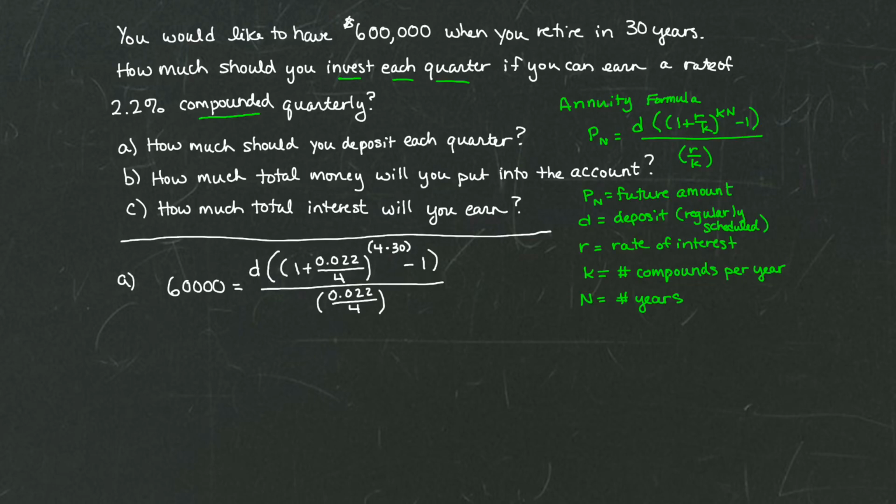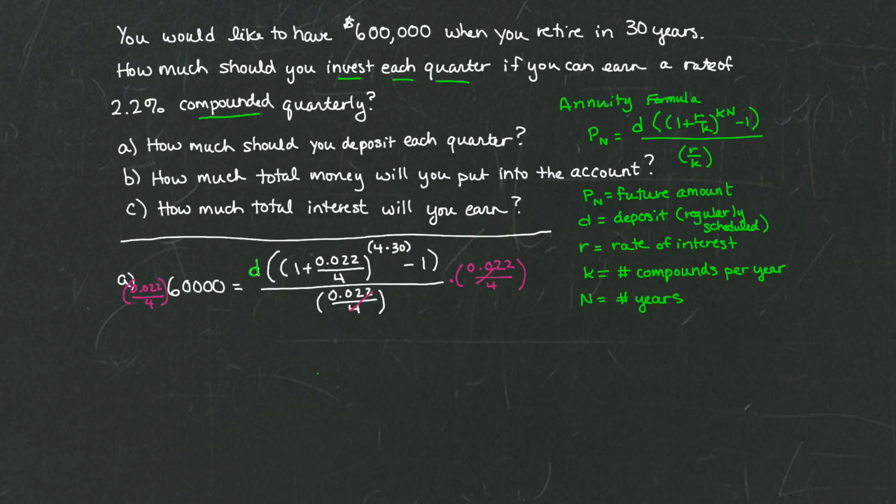In this formula, there is one unknown, and that is D, and that's what we're trying to solve for. We're trying to solve for the deposits each quarter. So how do we solve for this? Well, we first do a little bit of algebra. We're going to multiply both sides of our equation by the value in the denominator. That is, I'm going to multiply the right side and the left side of my equation by the fraction in the denominator so that it cancels. So we're going to multiply the left and the right by 0.022 divided by 4.